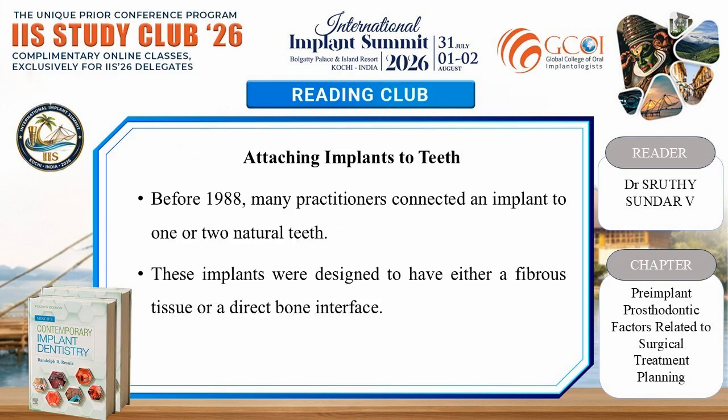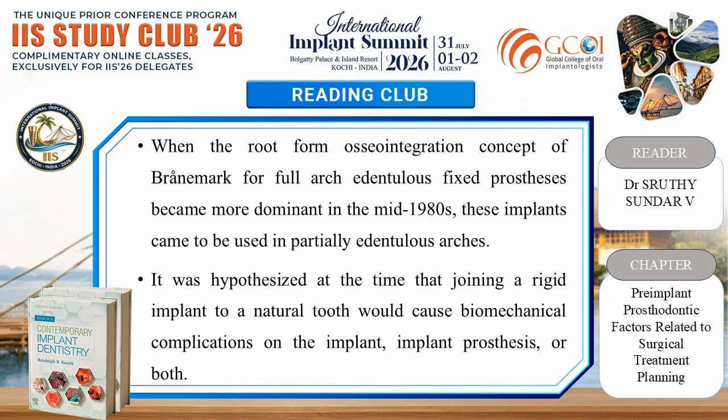Attaching implants to teeth. Before 1988, many practitioners connected an implant to one or two natural teeth. These implants were designed to have either a fibrous tissue or a direct bone interface. When the root form osseointegration concept of Branemark for full arch edentulous fixed prostheses became more dominant in the mid-1980s, these implants came to be used in partially edentulous arches. It was hypothesized at the time that joining a rigid implant to a natural tooth would cause biomechanical complications on the implant.